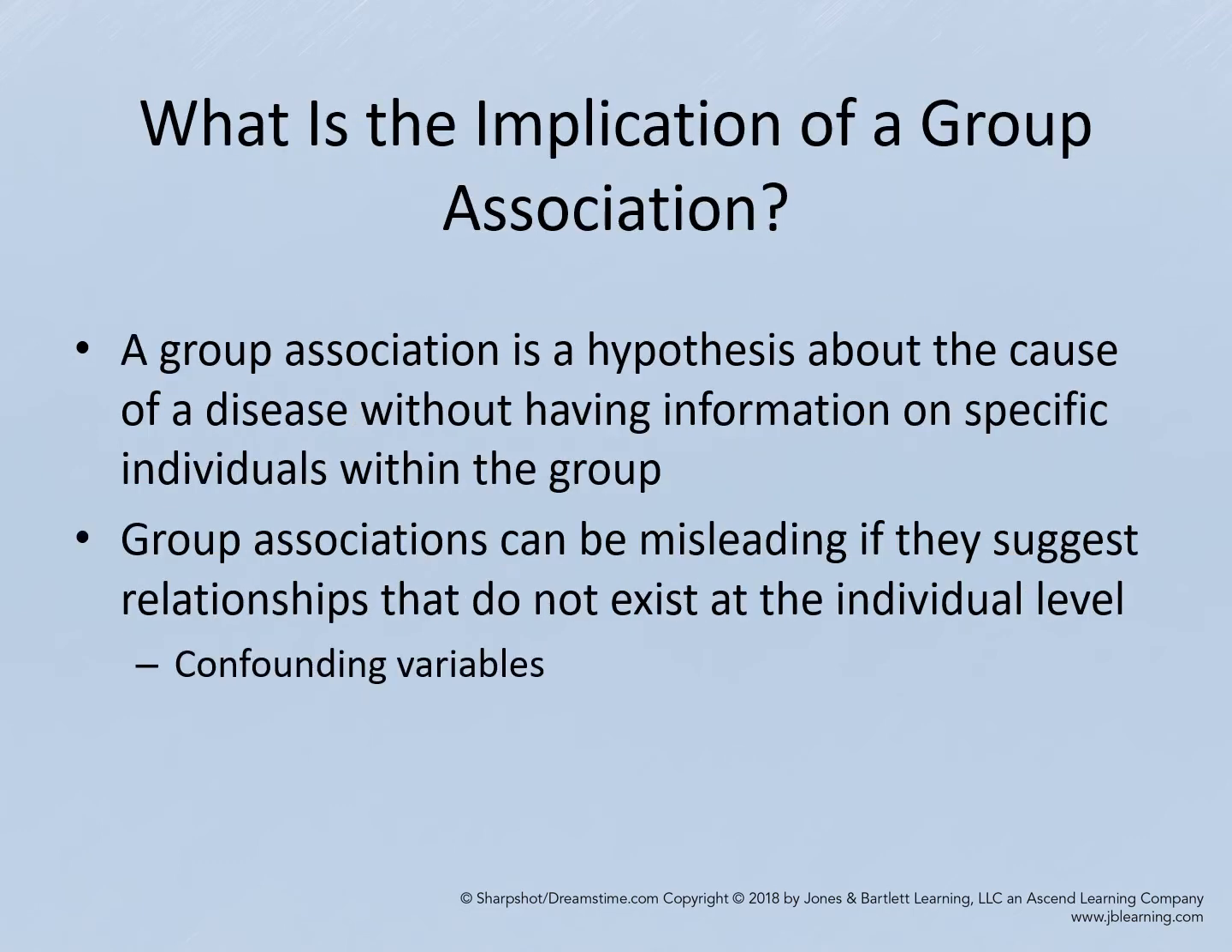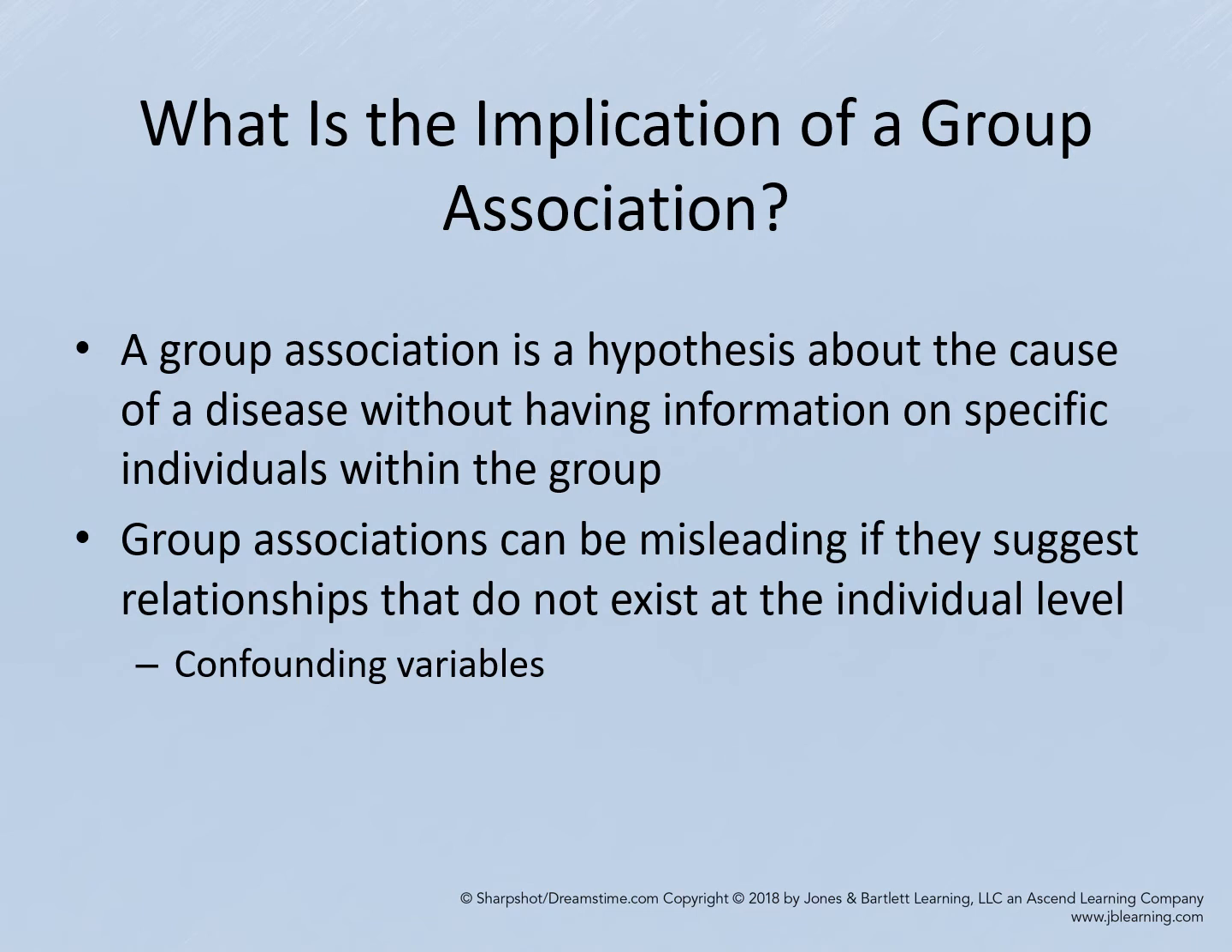When we explained the previous slide, we said something about confounding variables, right? Confounding variables are other factors that may be involved in causing a problem. In order to say that a particular etiology or cause caused this problem and not another variable, the epidemiologists need to do different forms of studies. A group association is a hypothesis about the cause of a disease without having information on specific individuals within the group.